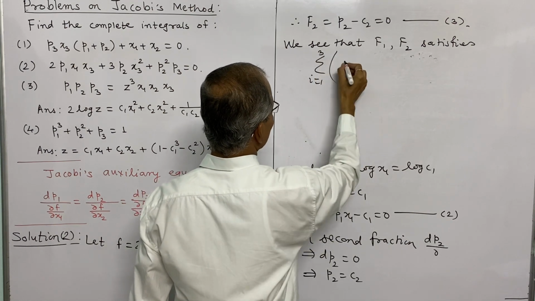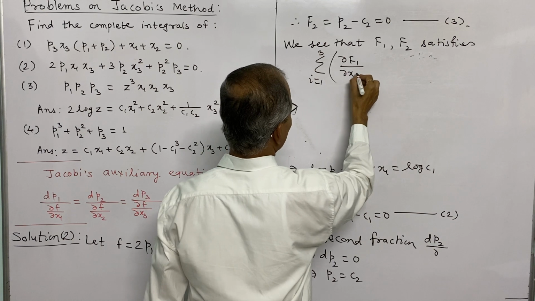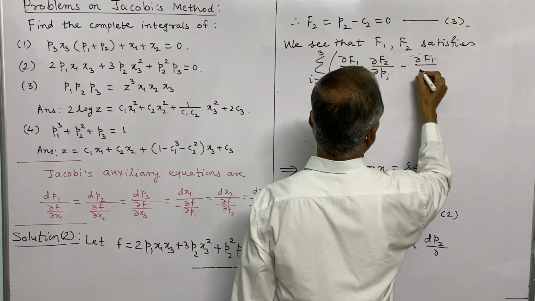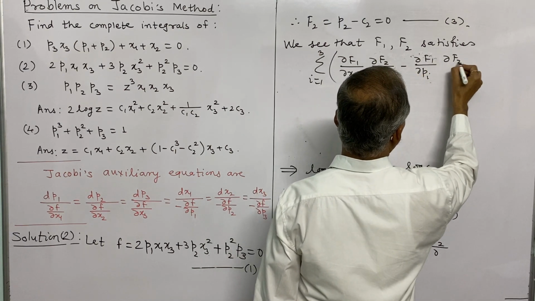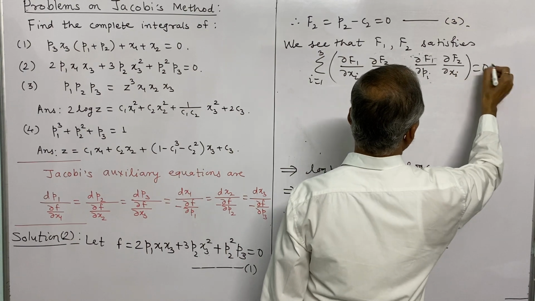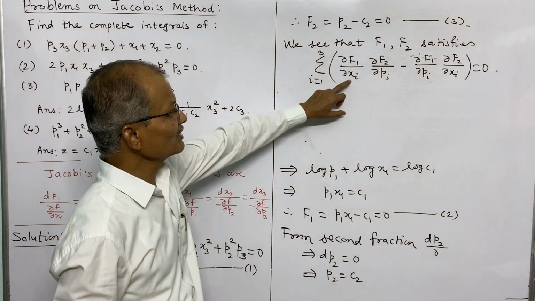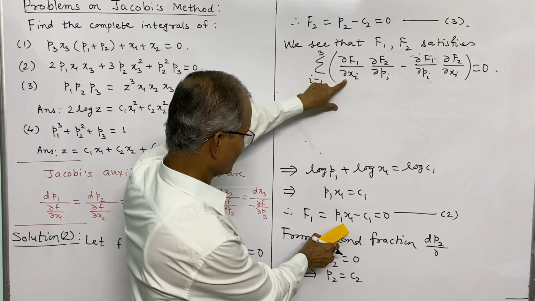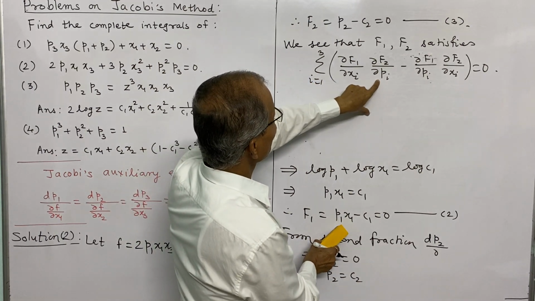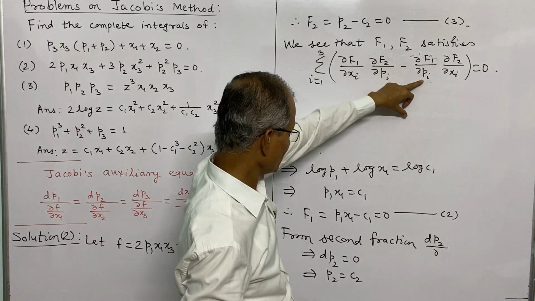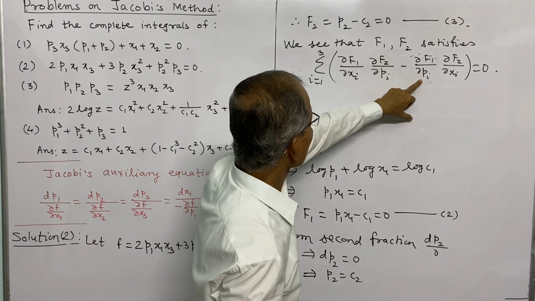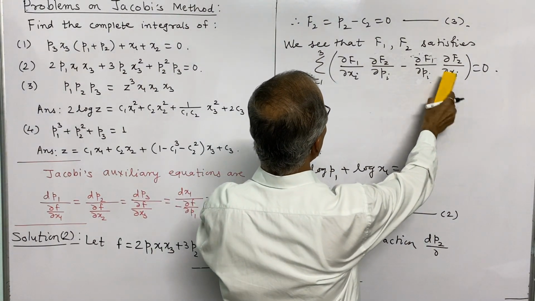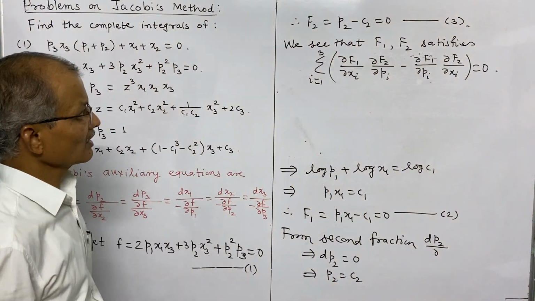summation i taking value 1 to 3, dou f1 by dou xi, dou f2 by dou pi, minus dou f1 by dou pi, dou f2 by dou xi is equal to 0. This can be easily verified. Put i is equal to 1, means this is x1, p1, etc. Dou f1 by dou x1, you see f1 is here, that is p1. And what is dou f2 by dou p1? That is 0. So this is 0. Partial derivative of this with respect to p1, dou f1 by dou p1, f1 is here, that is x1. And here x1, that is 0, etc. So we may verify these are satisfied.